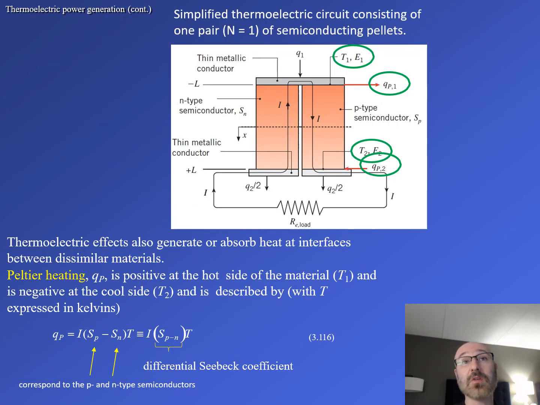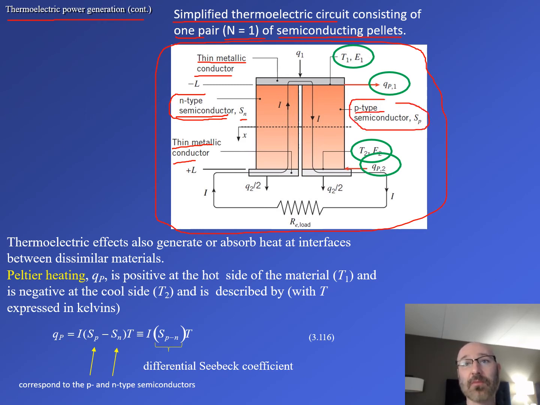Now, as we continue on to the topic of thermoelectric power generation, here is a simplified thermoelectric circuit consisting of one pair, so N is equal to 1, of semiconducting pellets, illustrated in this diagram. On the top and the bottom we have a thin metallic conductor, and in the middle, the semiconductor. On the left side we have our N-type semiconductor, S sub N, and on the right side our P-type semiconductor, S sub P.